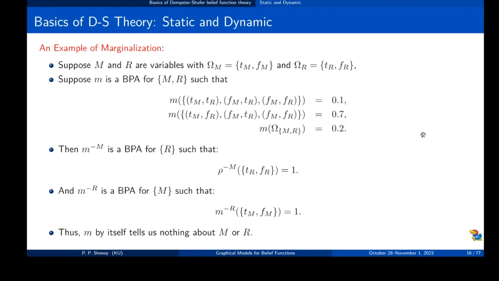Similarly, if I marginalize this to M, I remove R from it. But the same logic: if I remove R, this is TM and FM. So this 0.1 goes to TM FM. If I drop this, TM FM, this also goes to TM FM, and this also goes to TM. So basically, here is a piece of knowledge that tells me nothing individually about R or M. So this is marginalization.